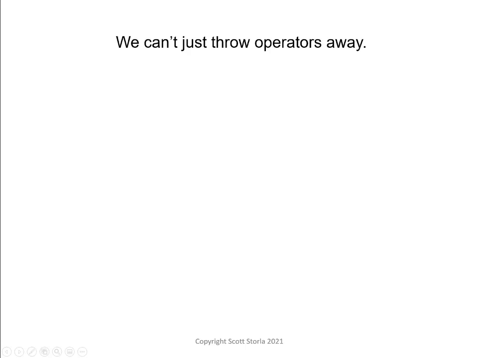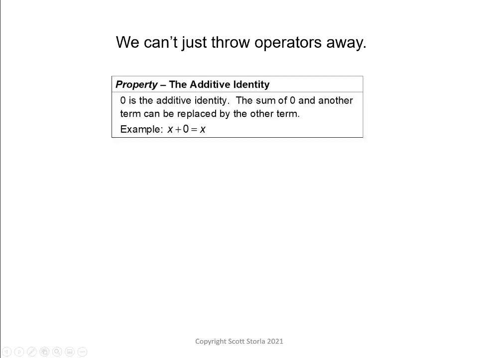One really important point when you're solving equations is that as you simplify, you can't just throw operators away. Instead, there has to be a reason that the operators are no longer there. And for the basic four, we've got a couple of reasons. The first is the additive identity. Zero, the number 0, is the additive identity. And if you have a sum of 0 and another term, you can replace that with the other term.